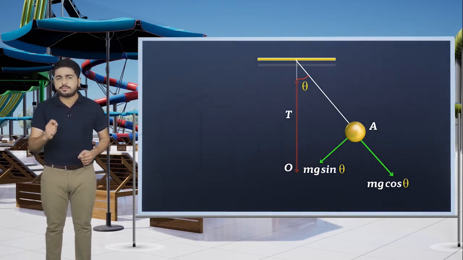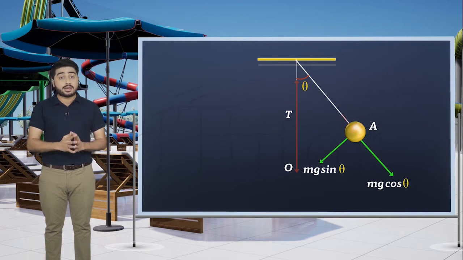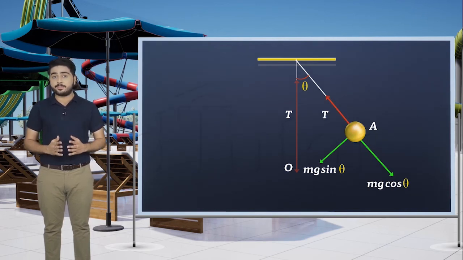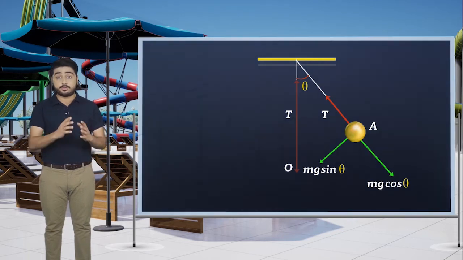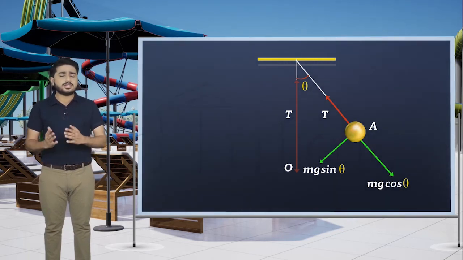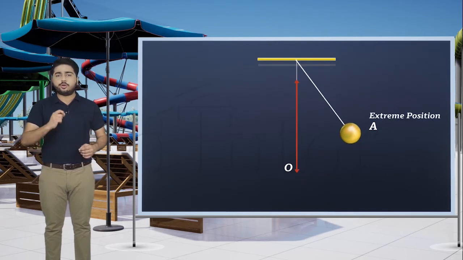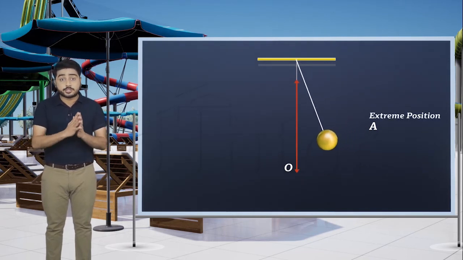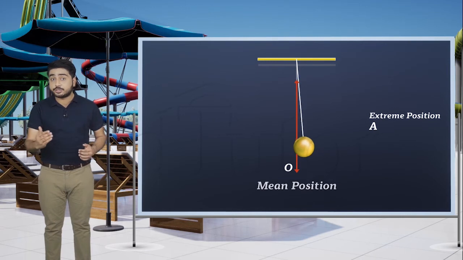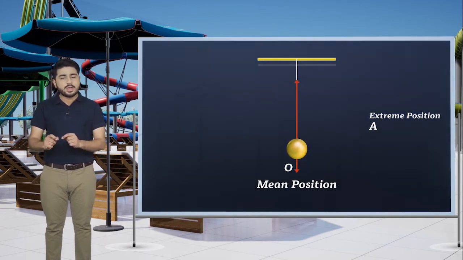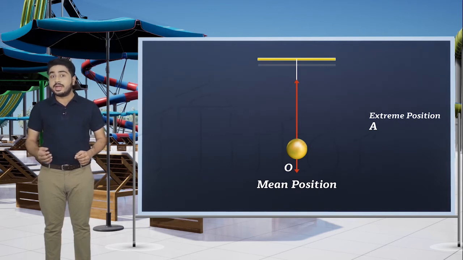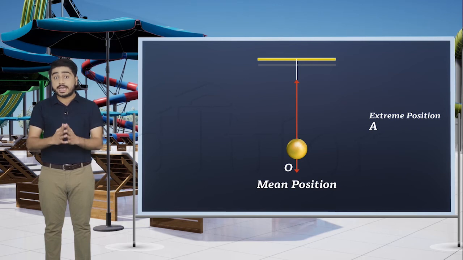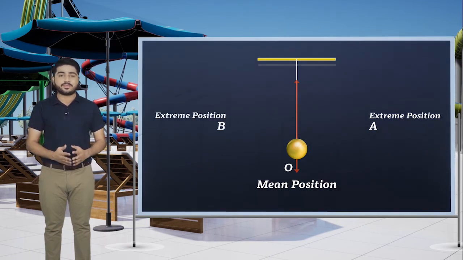Here, the effect of mg cos theta is cancelled by the tension force in the string, while mg sin theta is the component which is responsible for the motion and acting as a restoring force. Due to this force, the bob starts moving towards its mean position O. At O, the bob is at its maximum velocity and due to inertia, it does not stop at O, but continues to move towards the extreme position B.